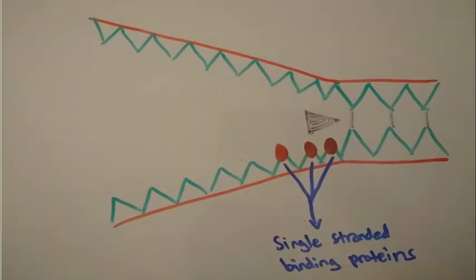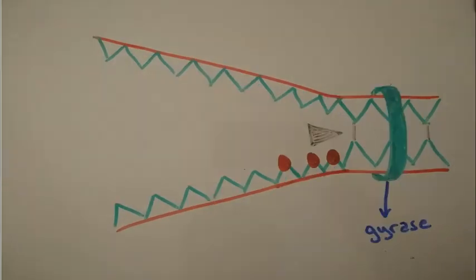Single-stranded binding proteins latch onto parts of the strands close to the replication fork to prevent DNA from winding back up. Then gyrase also attaches itself close to the fork so that the tension is relieved as the DNA unwinds. This is done by breaking and reforming the phosphodiester bonds located between the phosphate group and the sugar base on DNA.